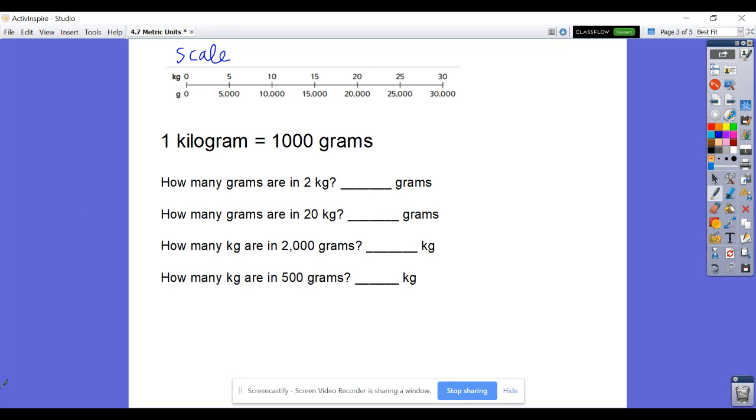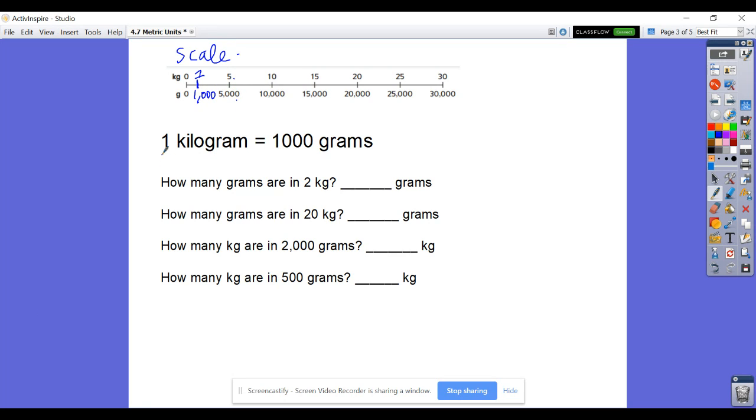And this is different than the scientific scales I was showing you. This one's a conversion scale or a measurement scale, and it doesn't show it on here, but we already talked about how 1 kilogram is 1,000 grams. So therefore, obviously, when you get to 5 kilograms, that would be 5,000 grams.